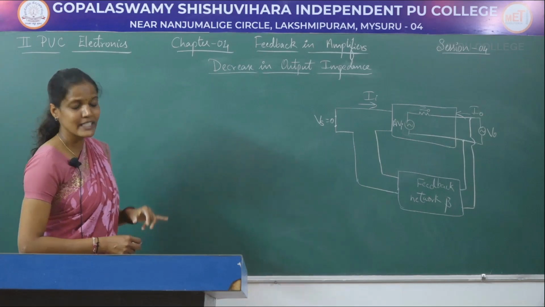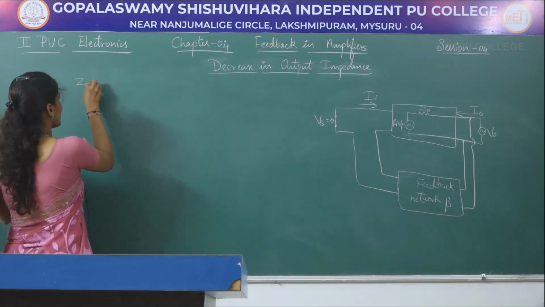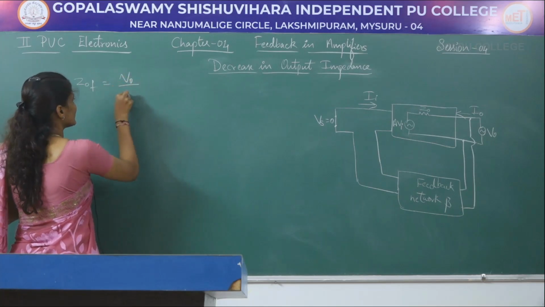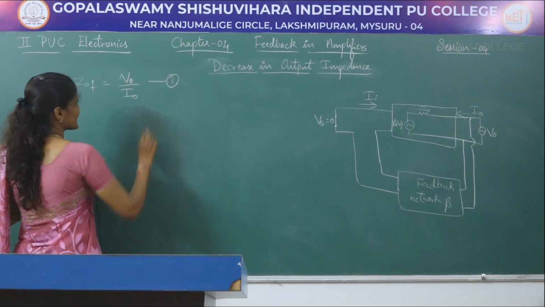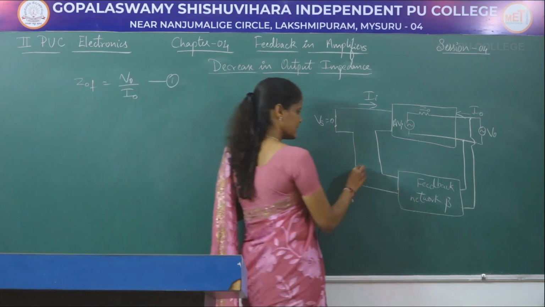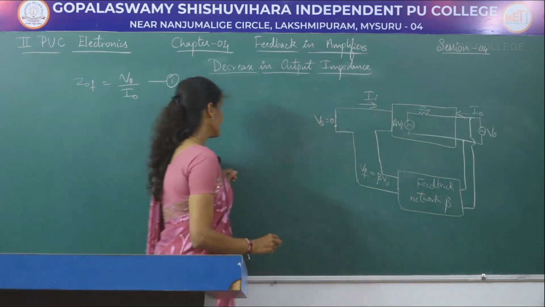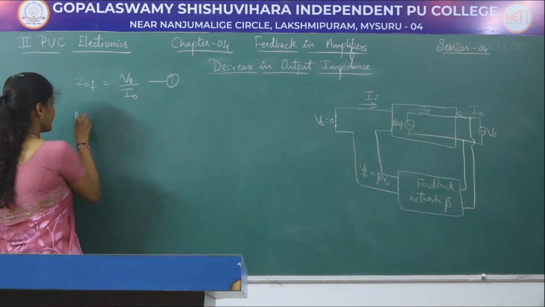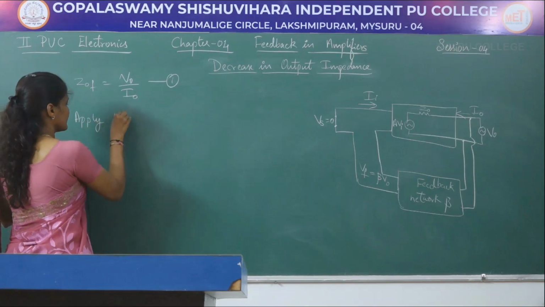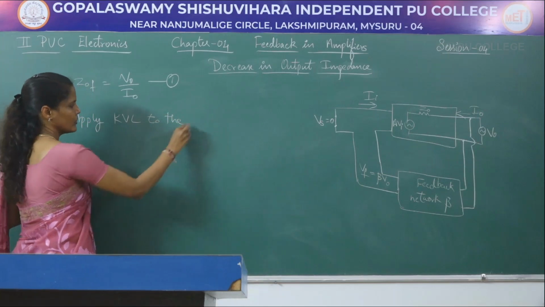But before that, the output impedance of a circuit having a negative feedback network will be denoted by ZOF, which is equal to V naught divided by I naught. Let us consider this as equation number 1. We also know that the voltage Vf is equal to beta into V naught. Now let us apply KVL to the outer loop, the output loop.